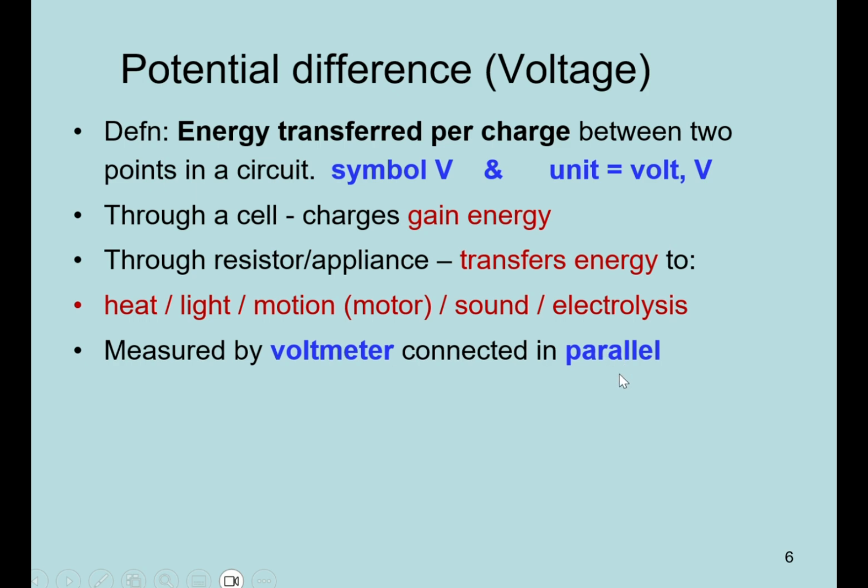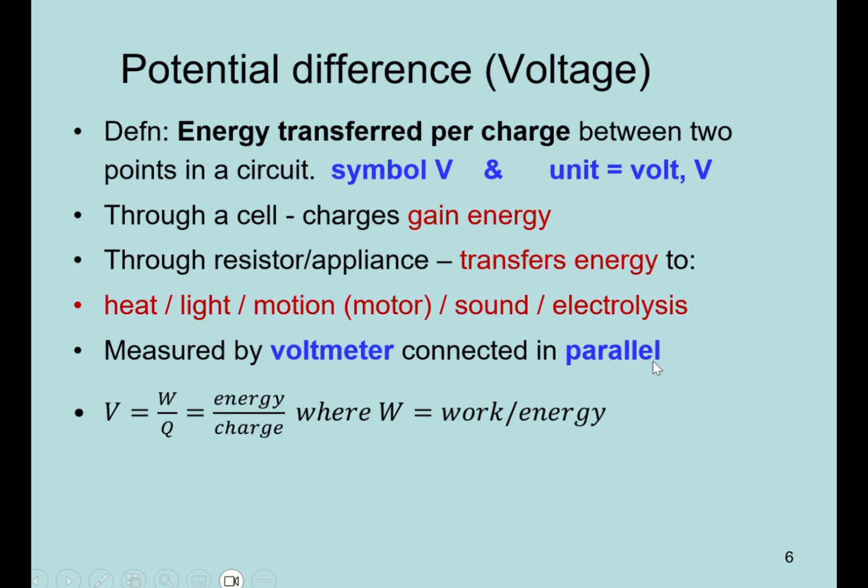It's measured by a voltmeter, which is connected in parallel, because it's trying to measure the difference in potential between 2 points in a circuit. The formula is energy per charge. We use a W instead of E for energy because work and energy are synonymous, so we need the E for something else.